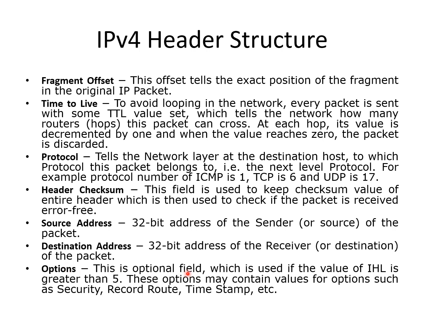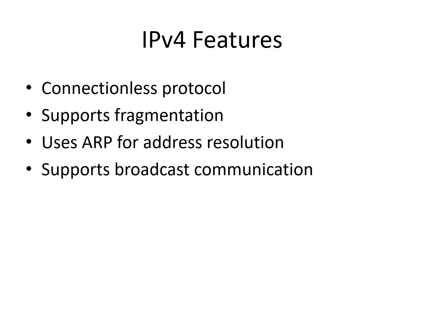Options. This is an optional field and its value is basically used to determine options such as security, record route and timestamp, etc. Now, features of IP version 4. IP version 4 is basically a connectionless protocol. It supports fragmentation. It uses ARP, Address Resolution Protocol, for address resolution, and it supports broadcast communication.